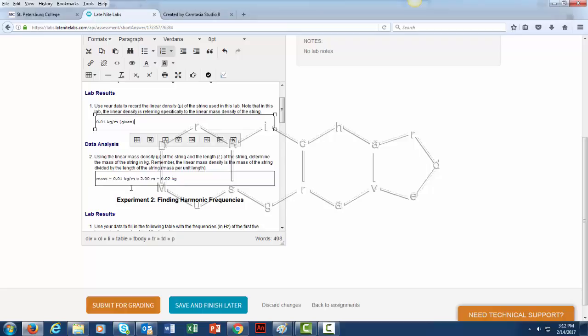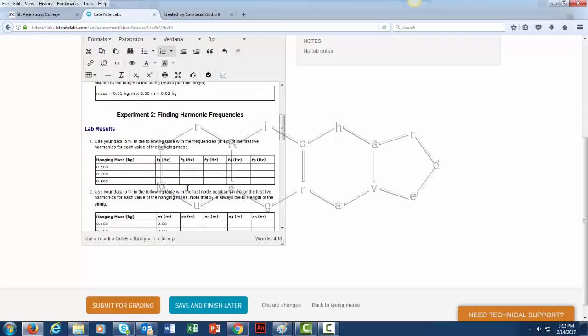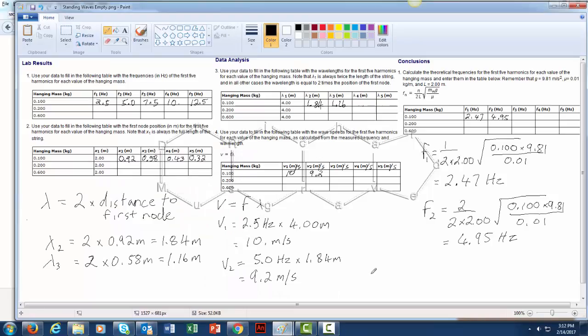To get the mass of the string, it's simply mu multiplied by the length of the string. You've got kilograms per meter here, and that would be 0.01 kilograms for 1 meter. So you multiply it by 2, and that gives you 0.02 kilograms for 2 meters. Now the rest of this I've got over here, and I'm going to show you how you can put in each of these bits of data.